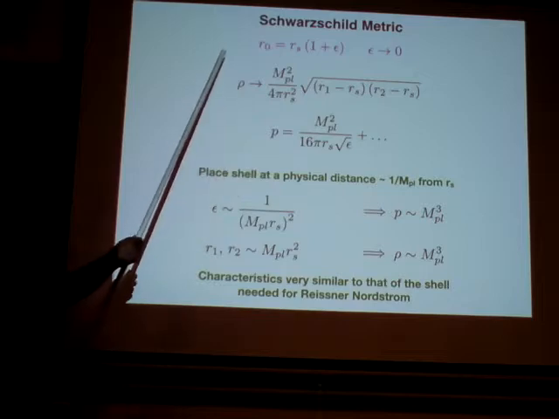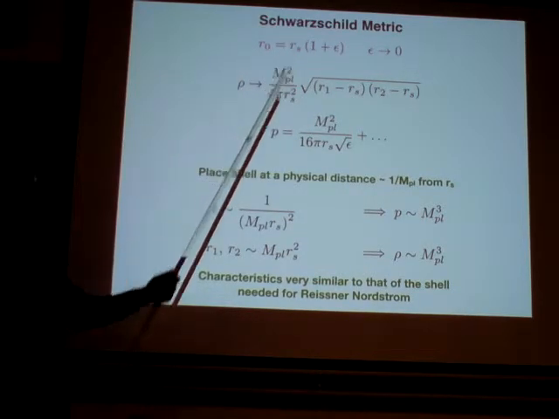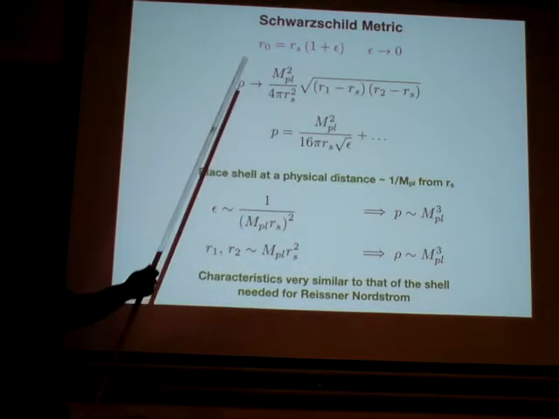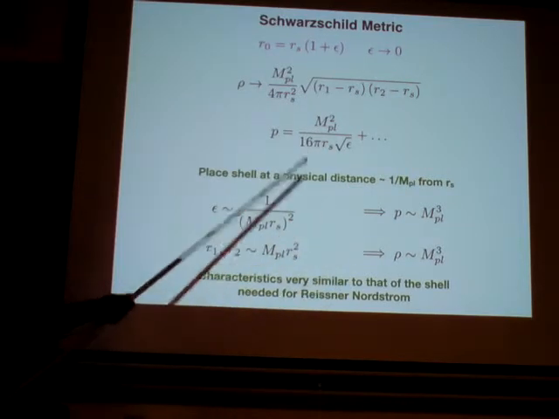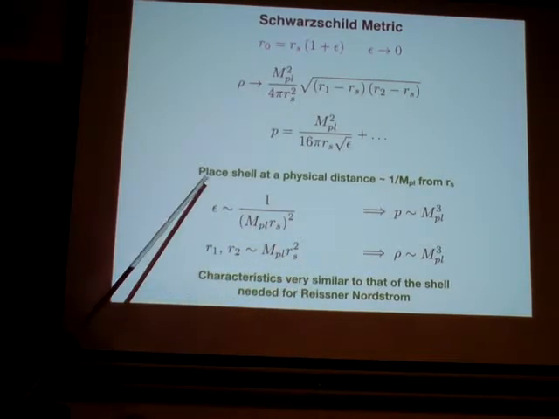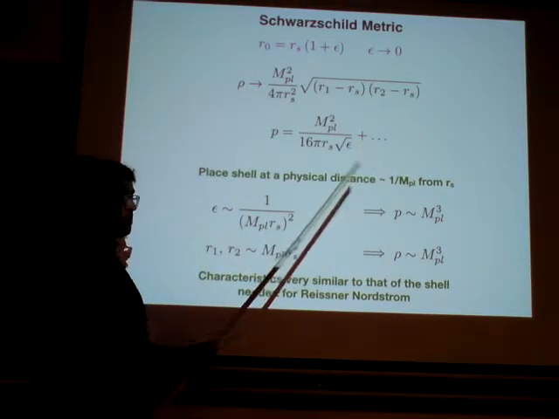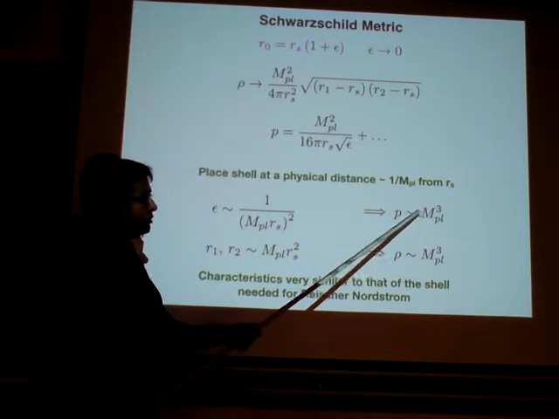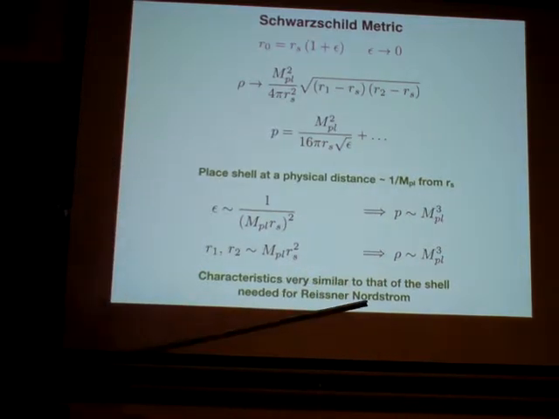Okay. So, same technology as before. Take R0 to be R_S times (1 plus epsilon), and consider what happens in the limit epsilon goes to 0. The density is some finite quantity. The pressure diverges as 1 over epsilon, so 1 over square root of epsilon. And once again, I want to regulate that divergence by placing this shell at a physical distance that is a Planck length away from the Schwarzschild radius. And once you do that, it turns out the pressure automatically becomes Planckian. The only difference from the previous case is that the pressure here is positive, though the pressure was negative before.